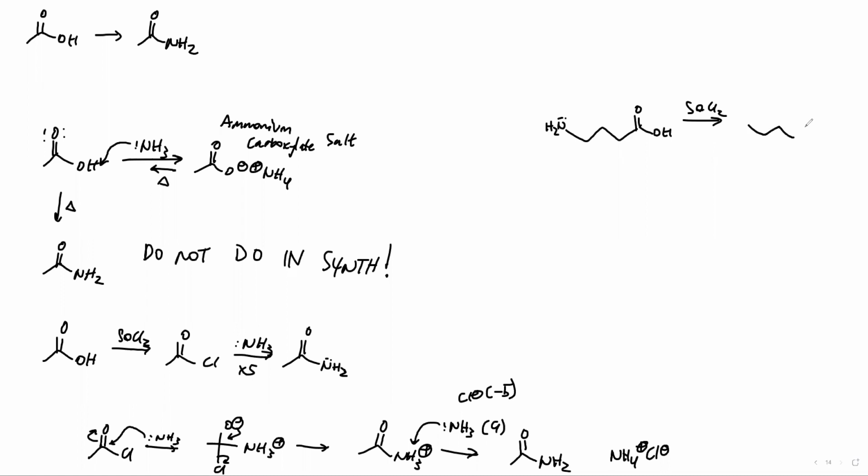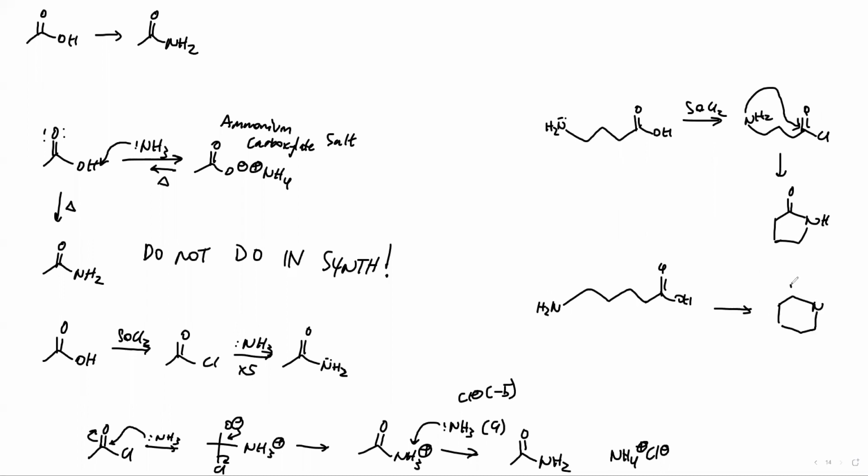SOCl2 turns this into a Cl, and then NH2 makes it cyclic. Okay, this is just going to attack right there. You could imagine that this here would just eventually make the 6-membered variant. Okay, cool. And that's all we're going to say for now on the amide.